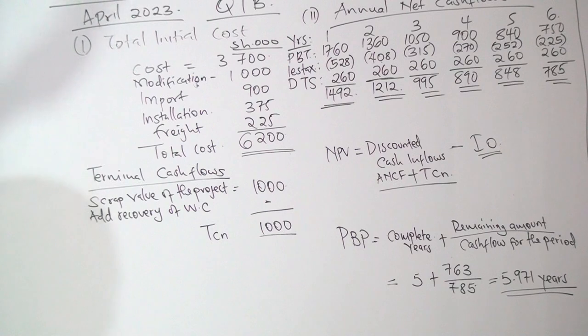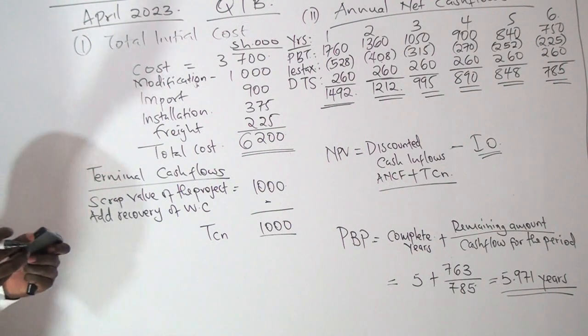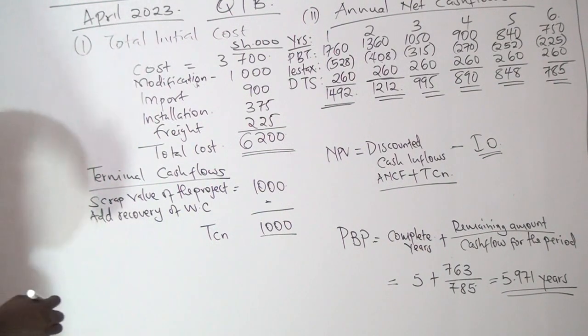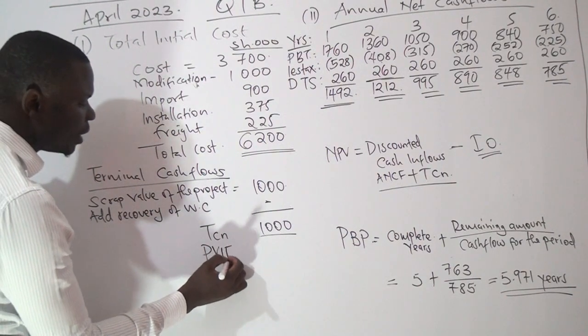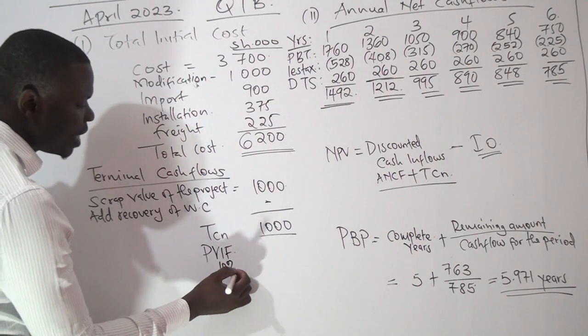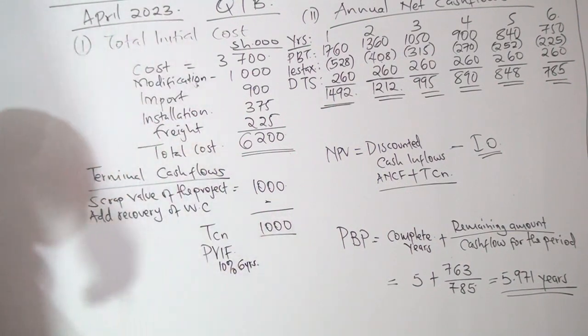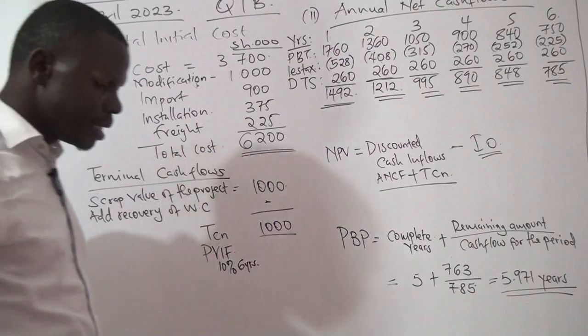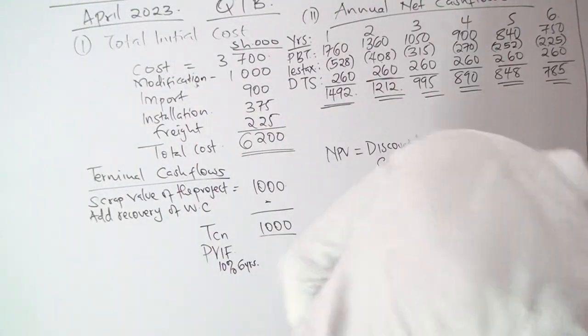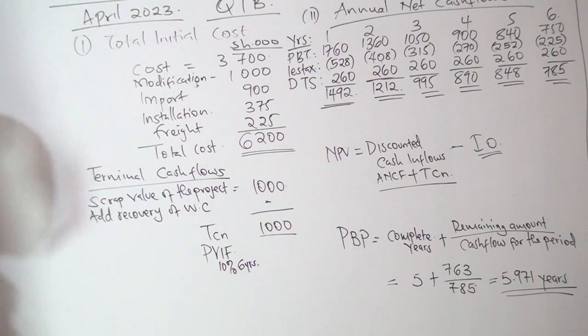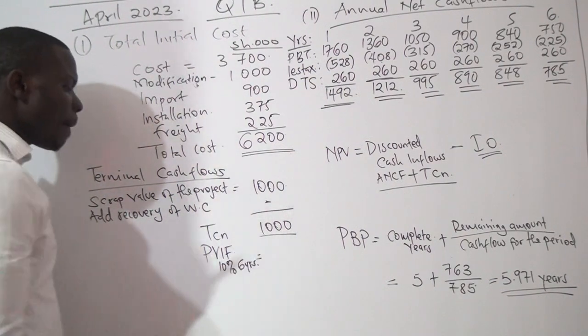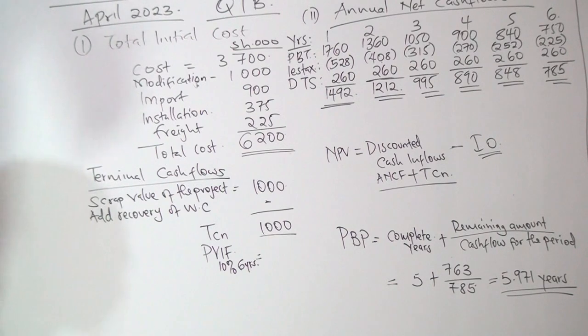On the terminal cash flow, we have a cost of capital in the question, note number 4: the corporate tax rate is 30% while the cost of capital is 10%. So here, we'll determine the present value interest factor at 10%, how many years? 6 years. 10%, 6 years. We normally have a table which will give us the present value interest factor. We can use a table or you can use the formula.